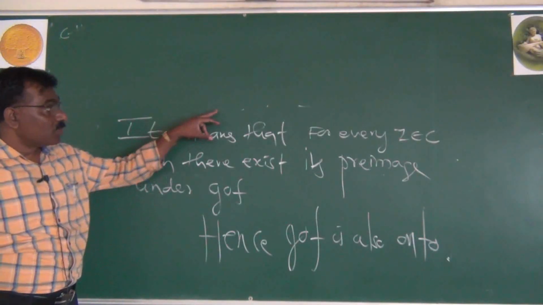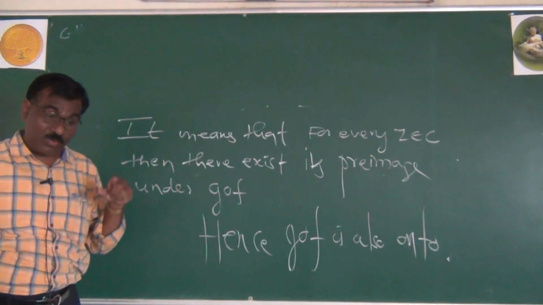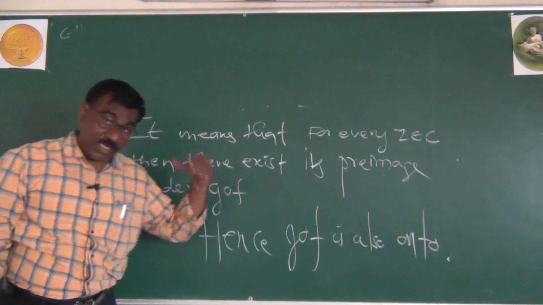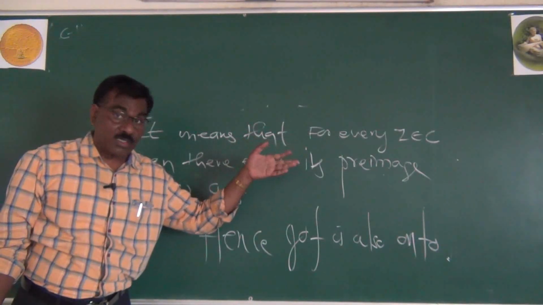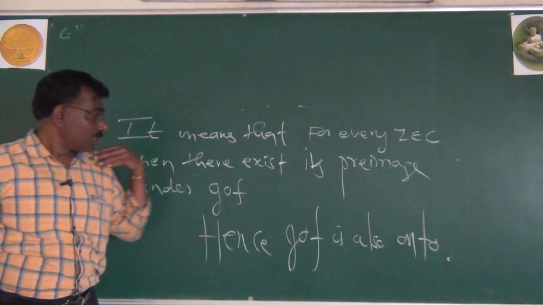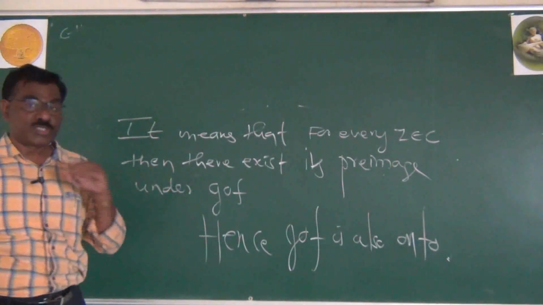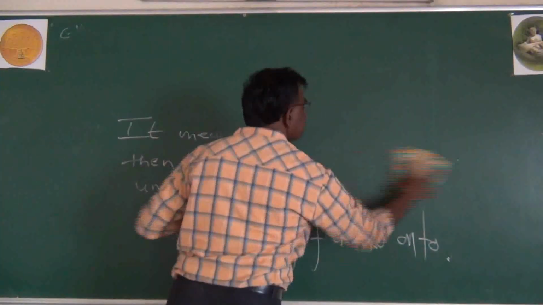So what is the last step? g composition f of x is z. It means that for every element z belongs to C, there exists its pre-image under g composition f. So hence g composition f is onto.